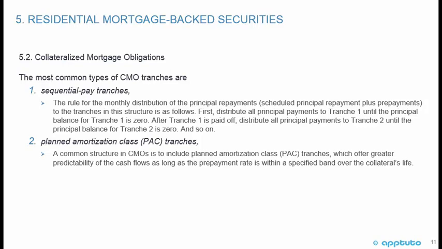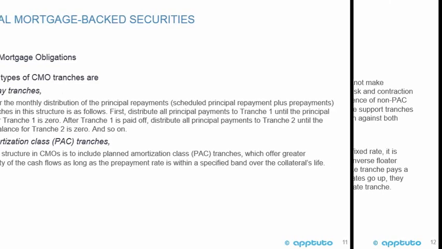Number 2, planned amortization class, PAC, tranches. A common structure in CMOs is to include planned amortization class PAC tranches, which offer greater predictability of the cash flows as long as the prepayment rate is within a specified band over the collateral's life.